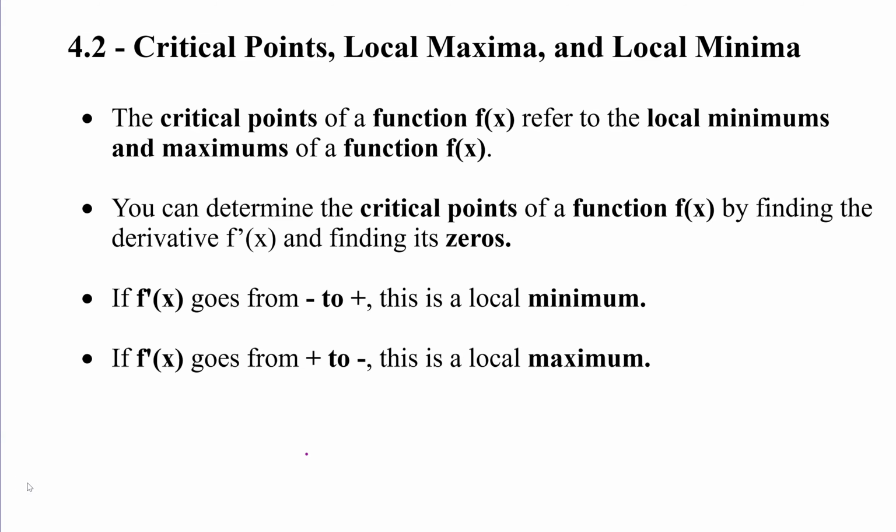So if you find that f prime of x goes from being negative to positive past a critical point, then this critical point is a local minimum. And if f prime of x goes from positive to negative, this is a local maximum. Now, why does that occur?